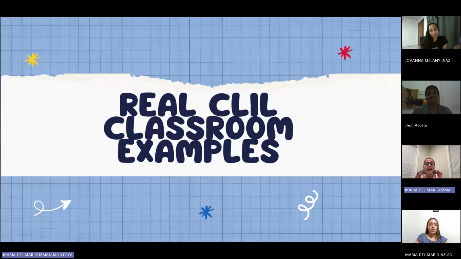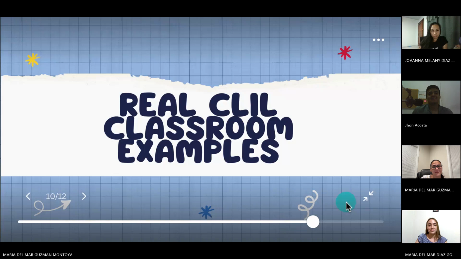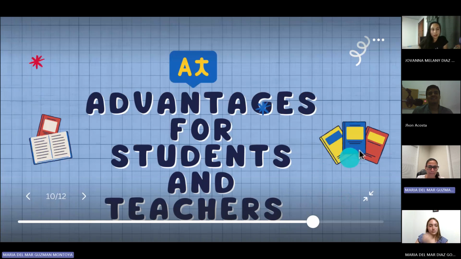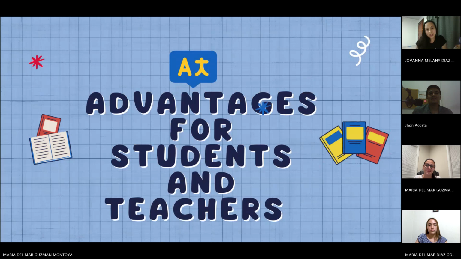These examples highlight the flexibility and creativity of CLIL. It is super adaptable to any subject and any level. I would love to mention some benefits for teachers. CLIL has many benefits, which are not only for students, but also for teachers.